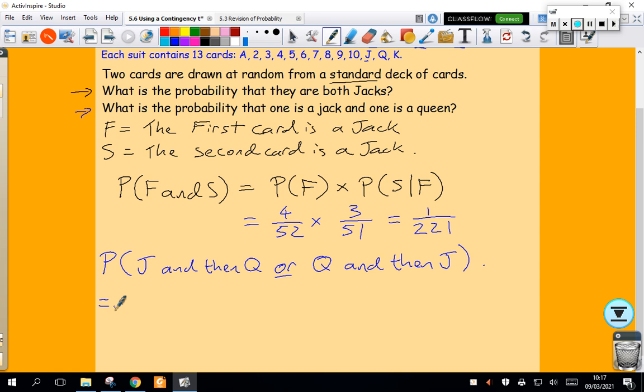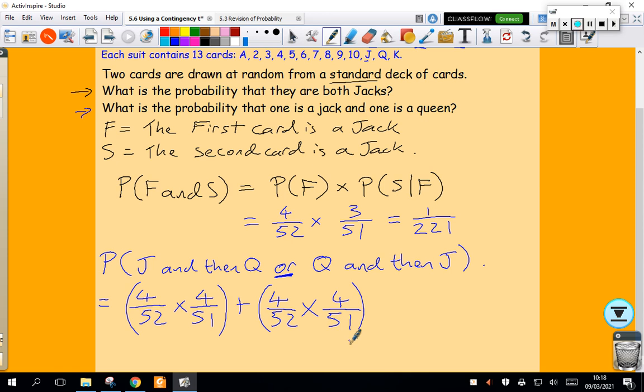So what's the probability of a jack and then a queen? It's the probability that the first is a jack, which is 4 out of 52, times the probability that the second is a queen, given that the first was a jack. If the first was a jack, there's only 51 cards left in there, but there are still 4 queens from which to choose. Or, if we know my addition rule, we'll say that's a plus. The probability that the first is a queen, and then the second is a jack. There's a 4 in 52 chance that the first is a queen, times, if the first is a queen, there's only going to be 51 cards from which to choose, but 4 of them will still be jacks.